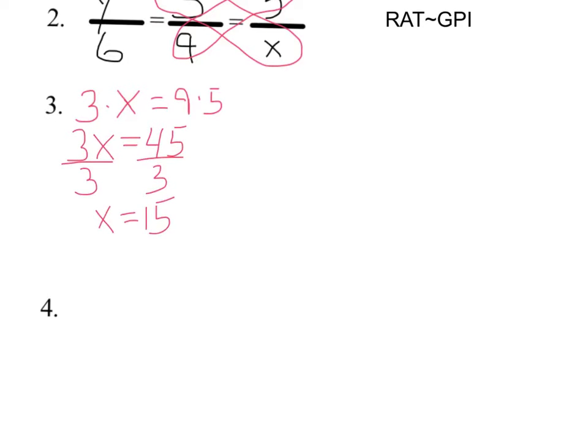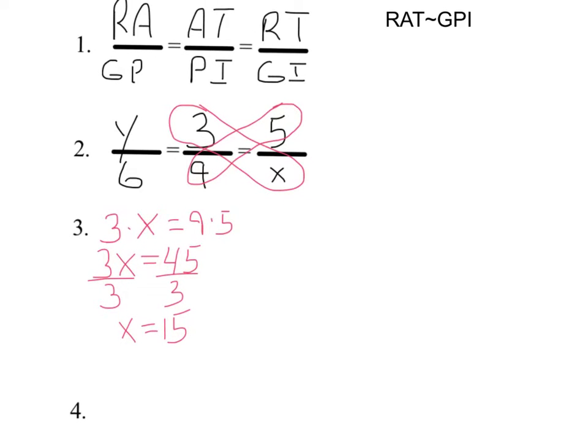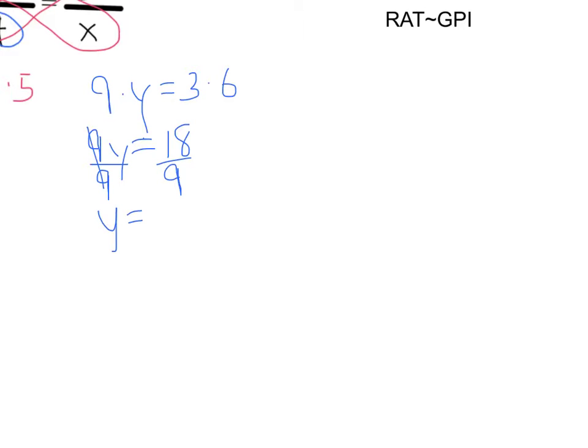Right now, we're going to go back up and we're going to do the same thing, but we're going to cross multiply the other direction and use our 9 times y and our 3 times 6. So let's see. We will now have 9 times y equals 3 times 6. 9 times y is 9y. 3 times 6, 18. Divide by 9. Divide by 9. 9's cancel. We have y equals 2.